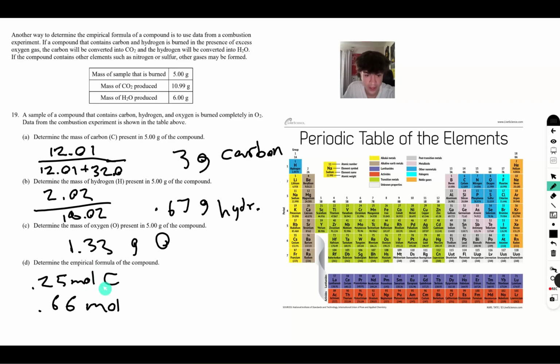And keep in mind this isn't the notation for moles, it's MOL. I was just doing that for the sake of efficiency. 0.66 moles of hydrogen. And then we have 1.33 divided by 16 gives you 0.083.